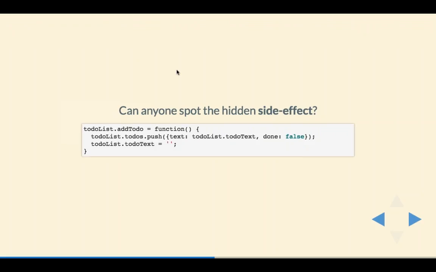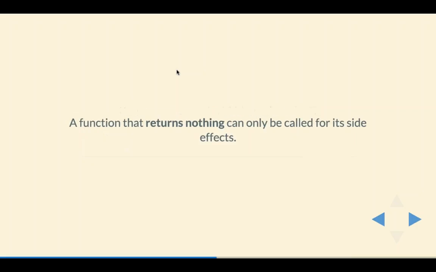All right, so to-do list.todos is being changed. That's true. But also, I'm not even returning anything from this function. Literally, I'm not returning it. So a function that returns nothing can only be called for some side effect that it has, because you already have nothing, right?